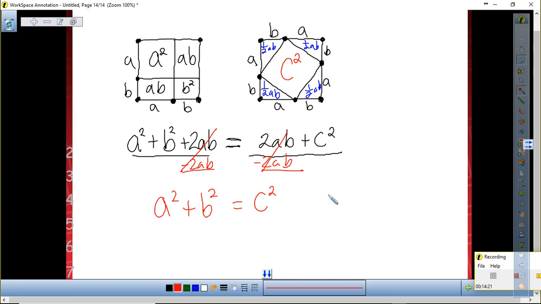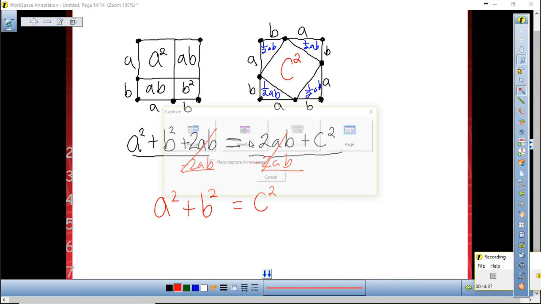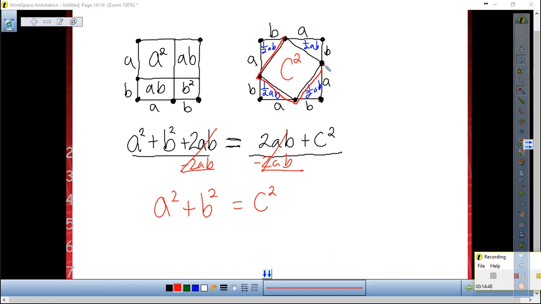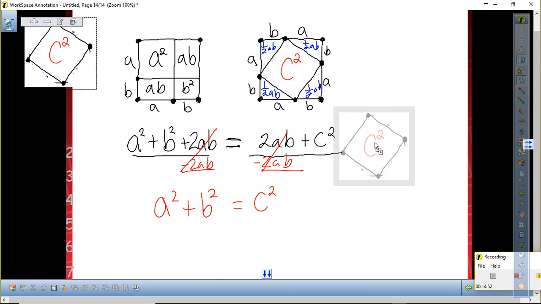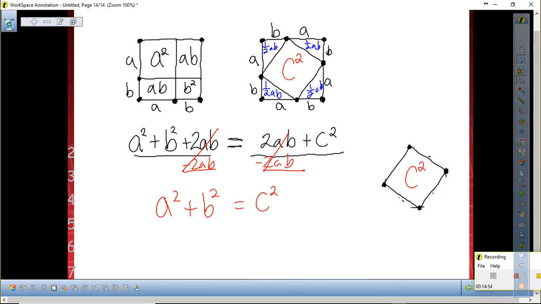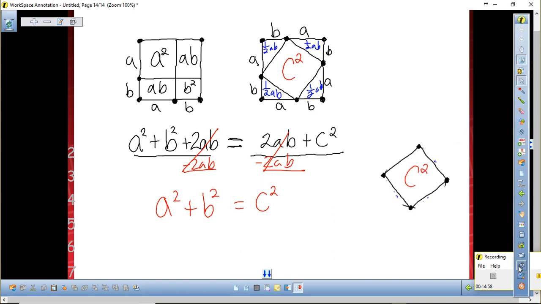Now, to illustrate it a little bit more, look up. Watch what I'm going to do. So basically, what we got rid of on this side is all the little triangles, right? Is that correct? All right. And on this side, what we got rid of was the ABs, right?